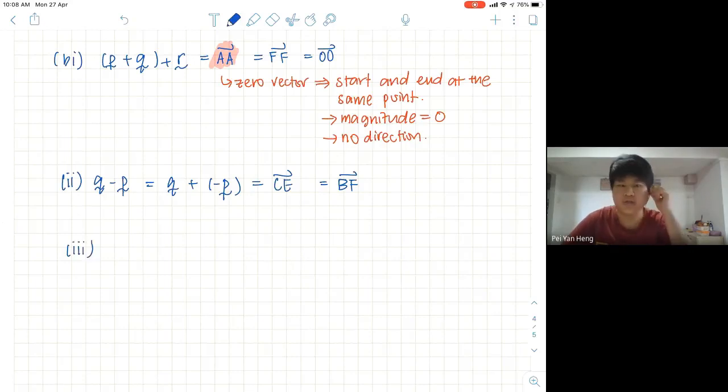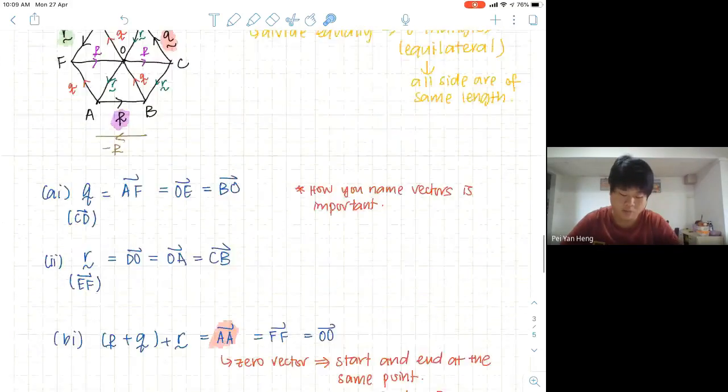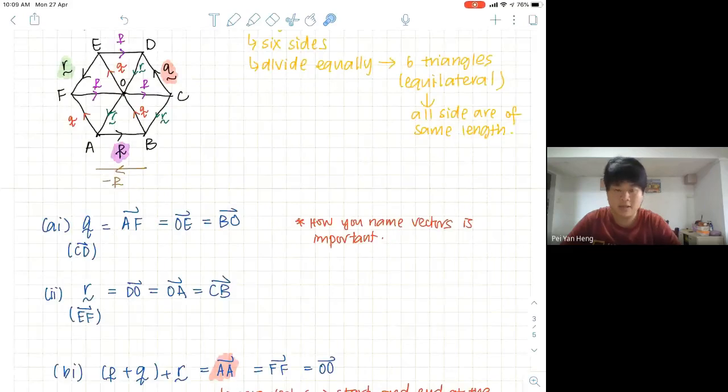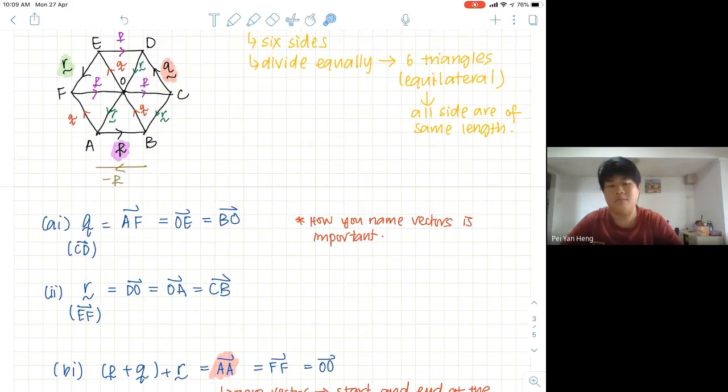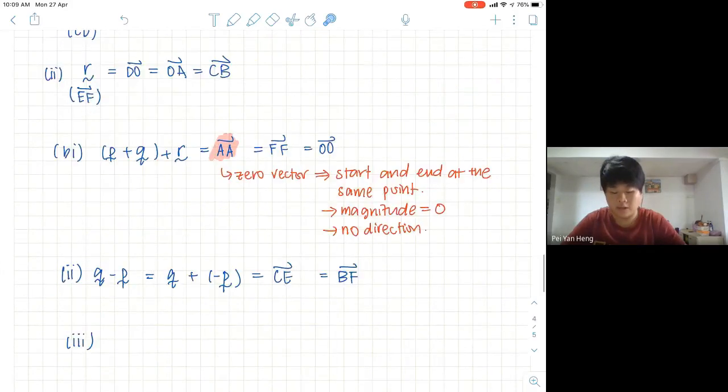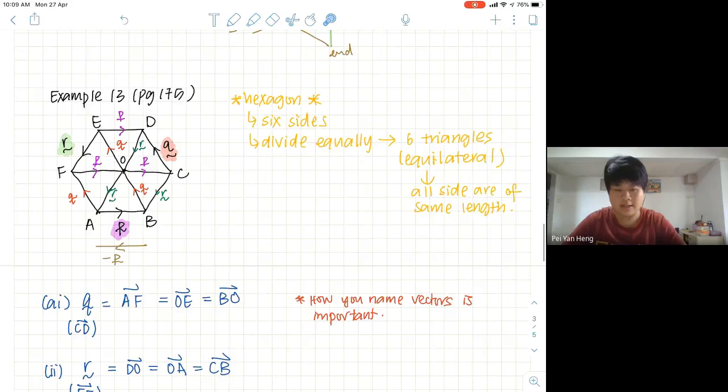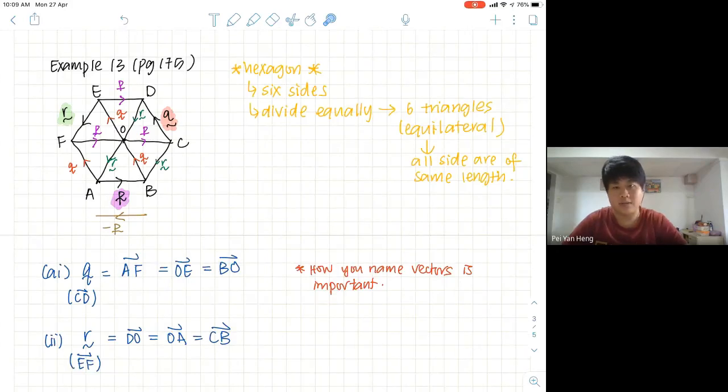Okay, but in actual question, it will not just be free for all to choose from. Usually they will give you the notation that they want. They will give you the starting point. So for example, they may say express in terms of P and Q, vector CD plus vector DE. It's more of that cases. But for this practice, I want you to understand how addition subtraction works.